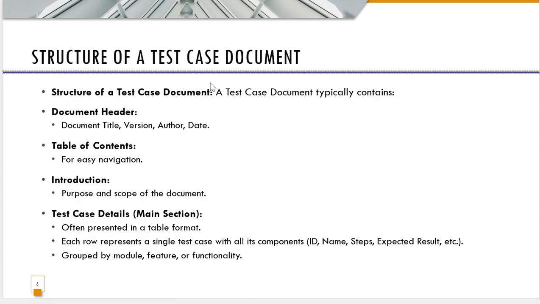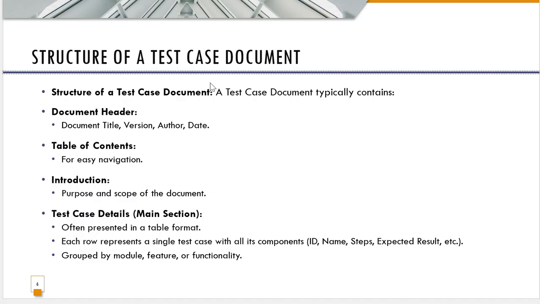So the structure of the test case document, it's an important part. A test case document typically contains, so what things does it contain? It should be in a structured way. So the document header, the document title, like NSC review CR, client onboarding CR, taxable gain loss reported changes, client holding report changes, or bars report changes.